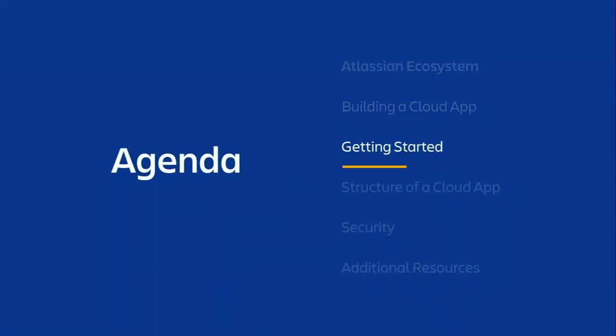So hopefully that gives you an idea of what you need to use to build a cloud app. So let's get started building an app. The first thing we need is something to build on. So let's get an Atlassian Developer Cloud instance and learn how to install an app.